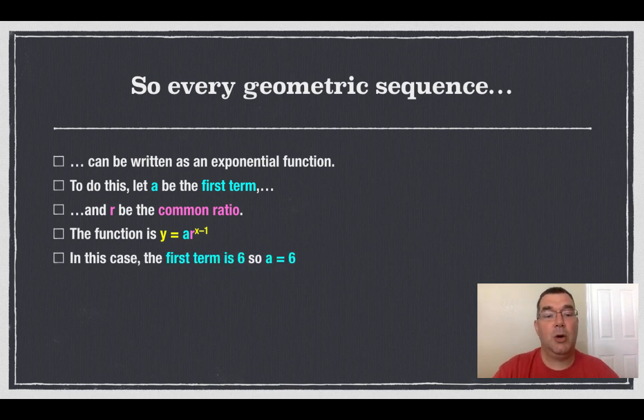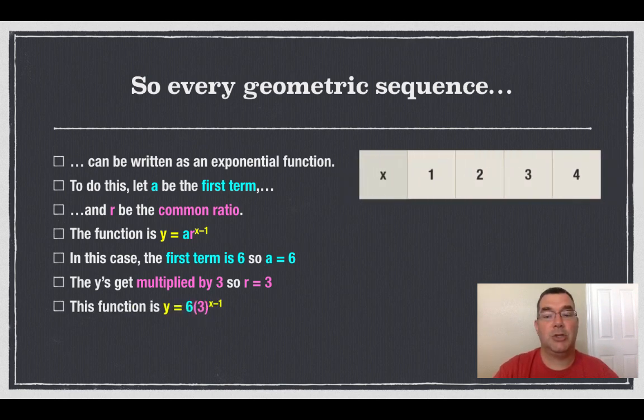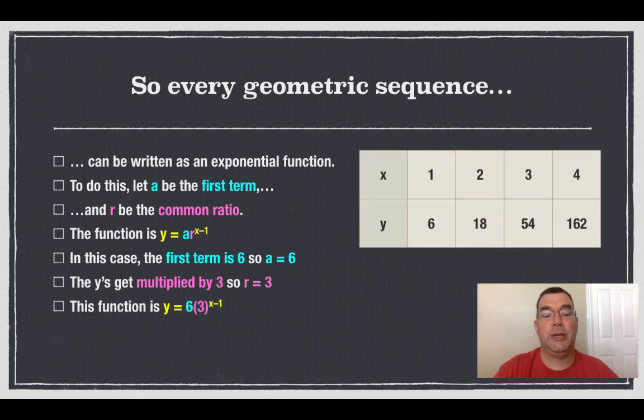Okay, so in this case, the first term is 6, so A is going to equal 6, and it's going to be multiplied by 3, so R is 3. I'm just going through an example. That means that the function is going to be 6 times 3 to the x minus 1, and that's the sequence I get. x goes 1, 2, 3, 4. y starts at 6 and goes up, or gets multiplied by 3's from term to term.